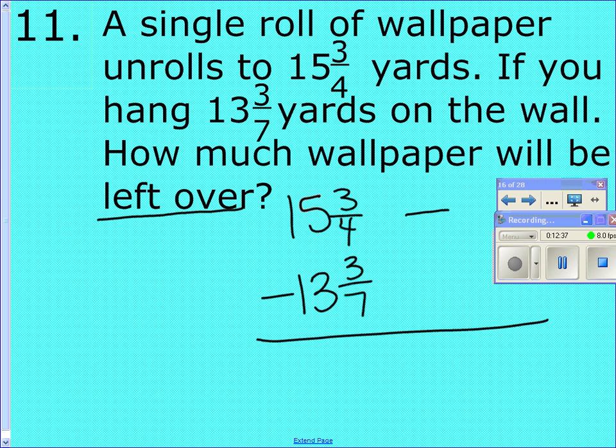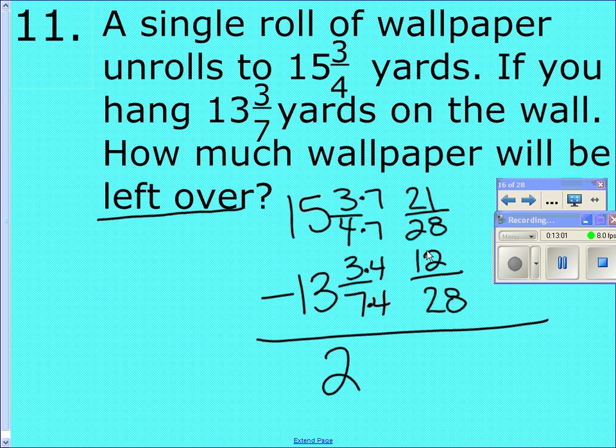A common denominator between 7 and 4 is 28. To get from 4 to 28, you multiply by 7. Remember, whatever you do to the bottom, you have to do to the top. 3 times 7 is 21. To get from 7 to 28, we multiplied by 4. 3 times 4 is 12. Okay, when we subtract, 15 minus 13 is 2. 21 minus 12 is 9. And 28.